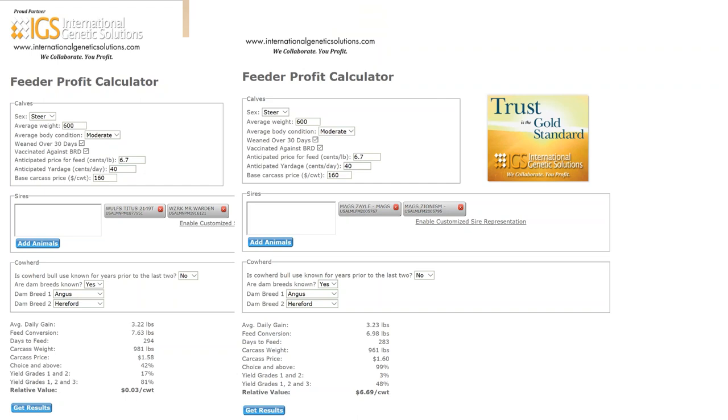You can see there are two gray bulls, and when we input these, and again, we'll show it to you live in a few minutes, the Titus bull and the Mr. Warden bull are full Limousin bulls. Both are very low indexing from a profitability standpoint.